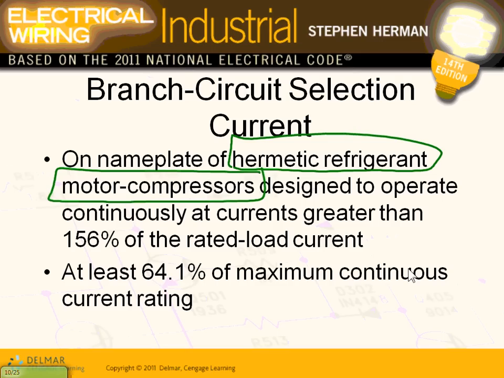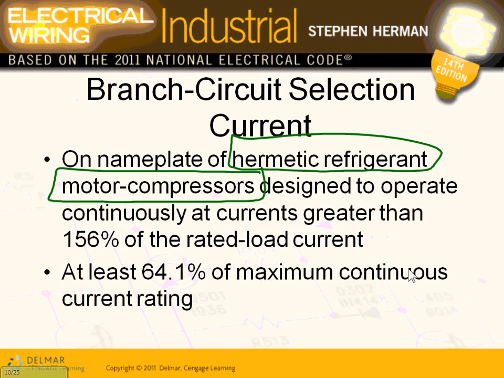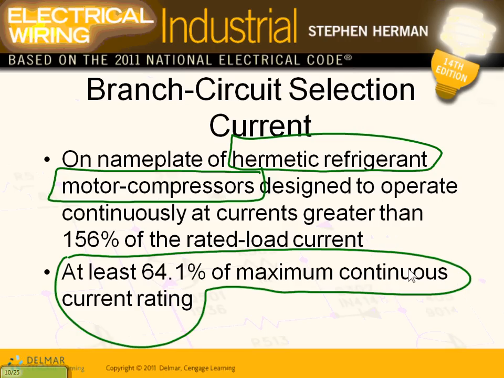Because of this, guys, they have to have something called branch circuit selection current, which is equivalent to the rated load amps, but it takes into consideration all the system working together. So as far as you're concerned, branch circuit selection current or rated load amps, one of them will be on the nameplate, typically the rated load amps. They're equivalent. They are the same. At least this will be the value.